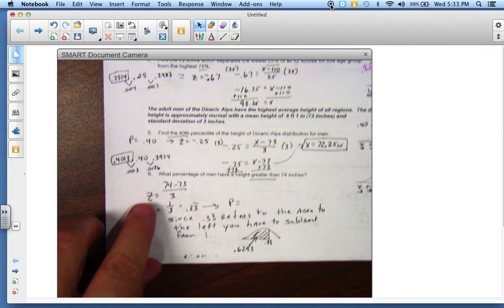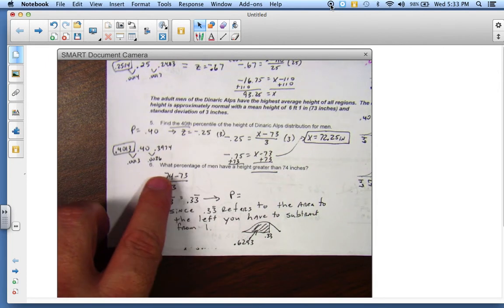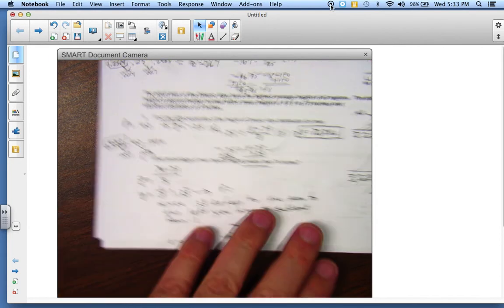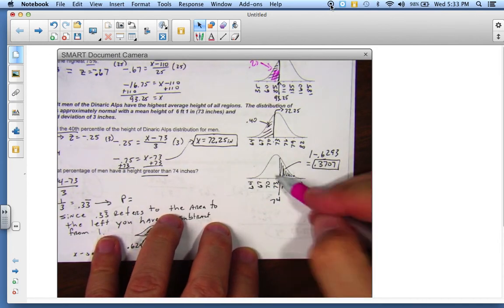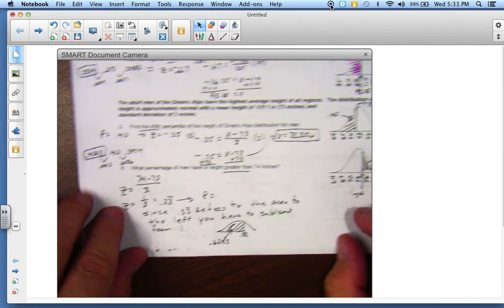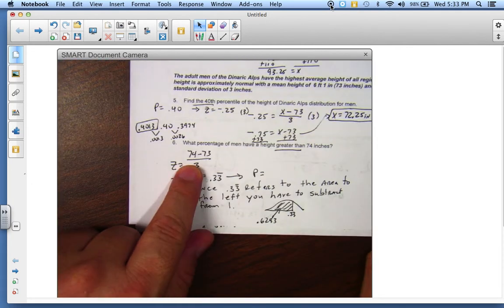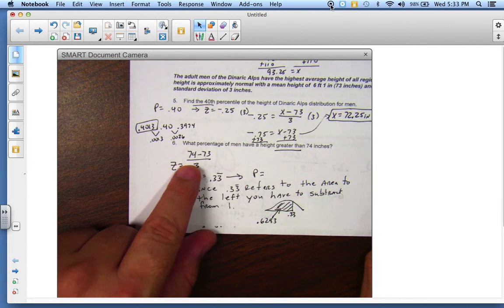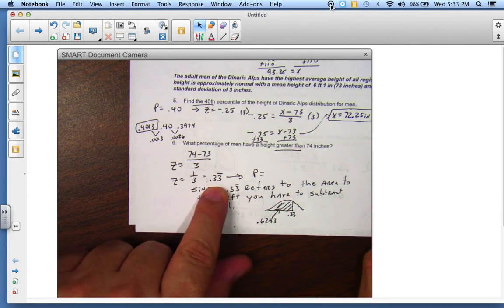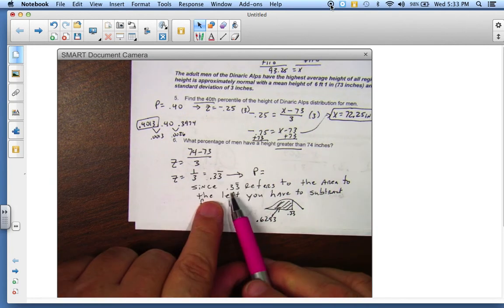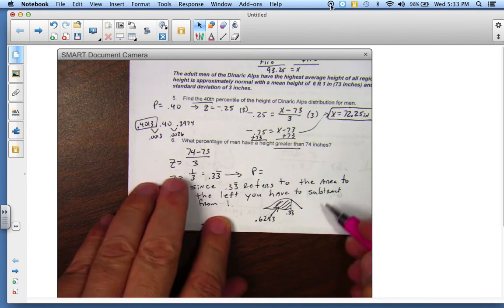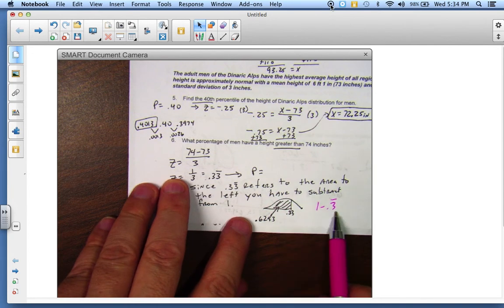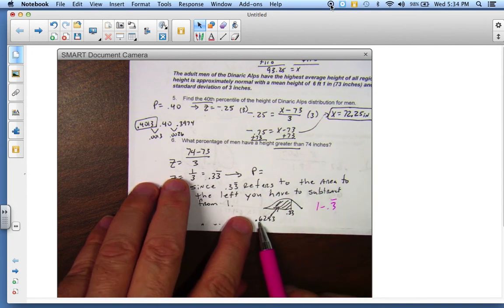On number 6, this is what percentage have a height greater than 74 inches. So if you notice here, here's my 74 inches. I want the height that is greater. So remember, whatever you do, you're going to have to subtract it from 1. So I'm going to find the z-score of a height of 74. My z-score happens to be 0.3 repeating. Now, since 0.3 repeating refers to the area to the left, you have to subtract from 1. So 1 minus, if you look at the z-score of 0.3, that actually gives you 0.6293.